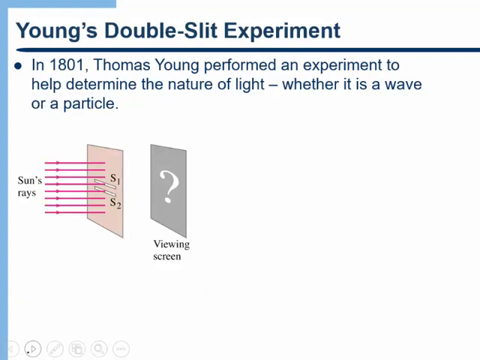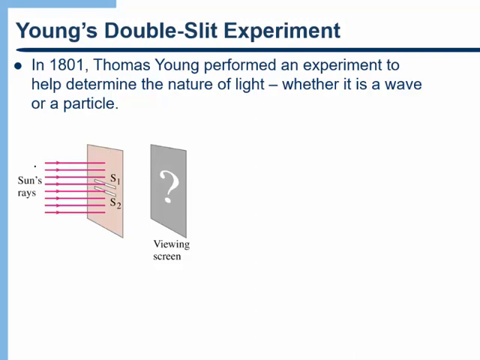So the idea of the interference of waves actually came out of an experiment that was done by Thomas Young back around 1801. And at this time, the question that Young was trying to answer is, what is the nature of light? Is light made up of particles, or is light a wave phenomenon? So that was a hotly debated topic at that time in physics. And here was the experiment that Young came up with. He said, if I take two narrow slits, so I've got S1 and S2, my two narrow slits, and I illuminate them with the sun's rays.